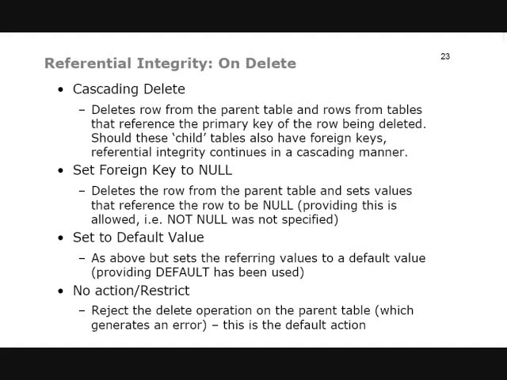Alternatively, you can set the foreign key to null if that is allowed. In the previous table, we defined S number to be not null, so we couldn't set it to null because it doesn't take null values as we have defined it. We can set it to a default value if a default value has been set. We didn't have a default value, so we couldn't do that. And we could have no action or restrict, which do the same.